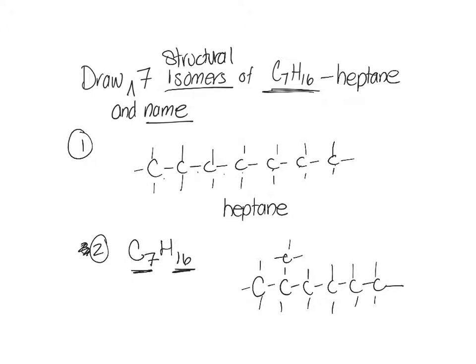If you need to, you can go ahead and pause the video and count how many carbons are there. If I actually drew all the hydrogens on where I drew a line, how many hydrogens would there be? You should see that there's 7 carbons and 16 hydrogens. This one, though, is no longer called heptane, right? It's actually called 2-methylhexane.